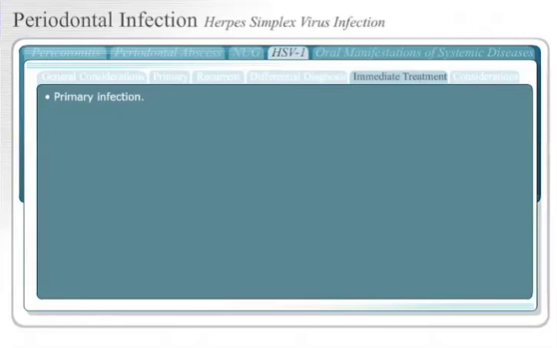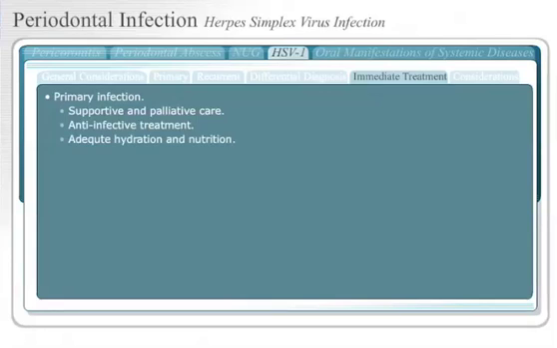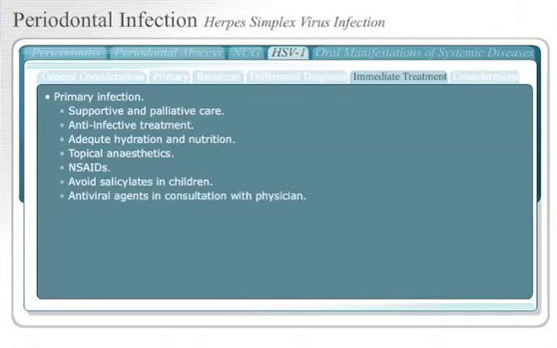In a primary case of herpes, supportive and palliative care and anti-infective treatment are the basis of management. Adequate hydration and nutrition are essential. Pain can be controlled with topical anesthetics and systemic analgesics such as NSAIDs. Salicylates should be avoided in children. Antiviral agents may be considered in consultation with the patient's physician.